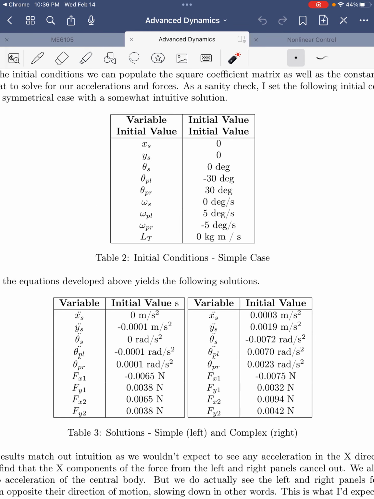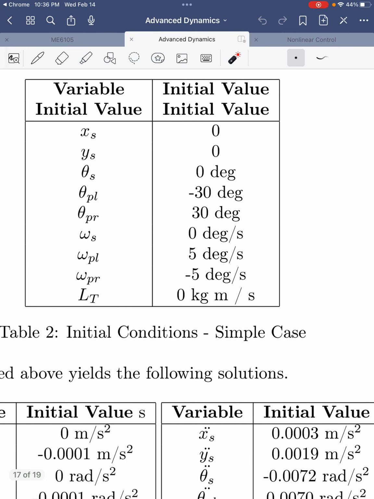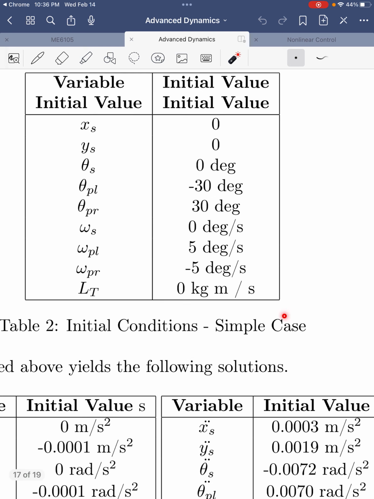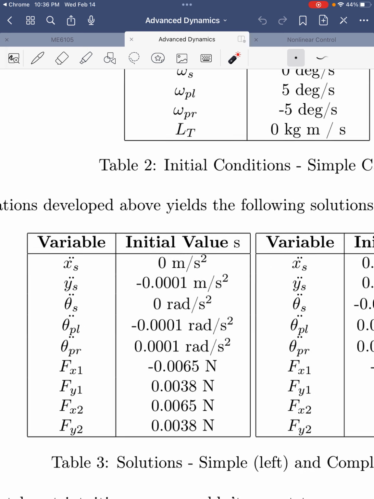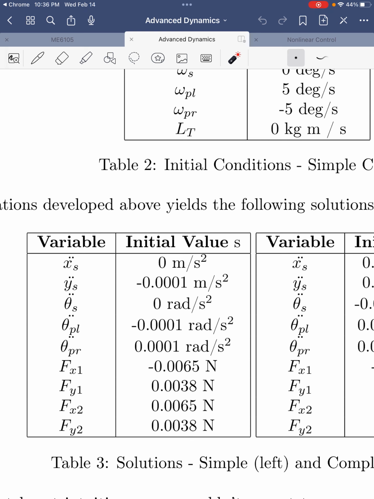So I tried to test this first with a more intuitive set of initial conditions where we just have a symmetrical system where it's horizontal. The left and the right panel are just 30 degrees up from the horizontal, and they're rotating downward. And so I wanted to see that everything checked out and that the values matched my intuition and were symmetrical. So this is what I ended up seeing.